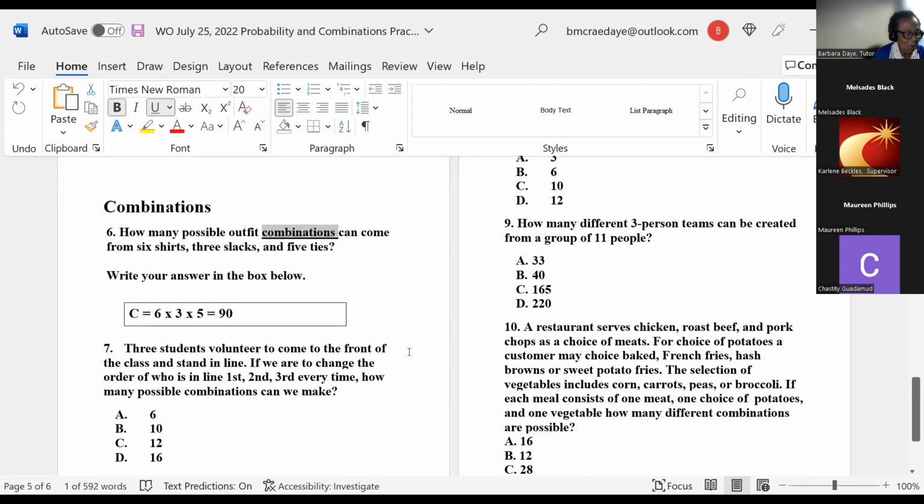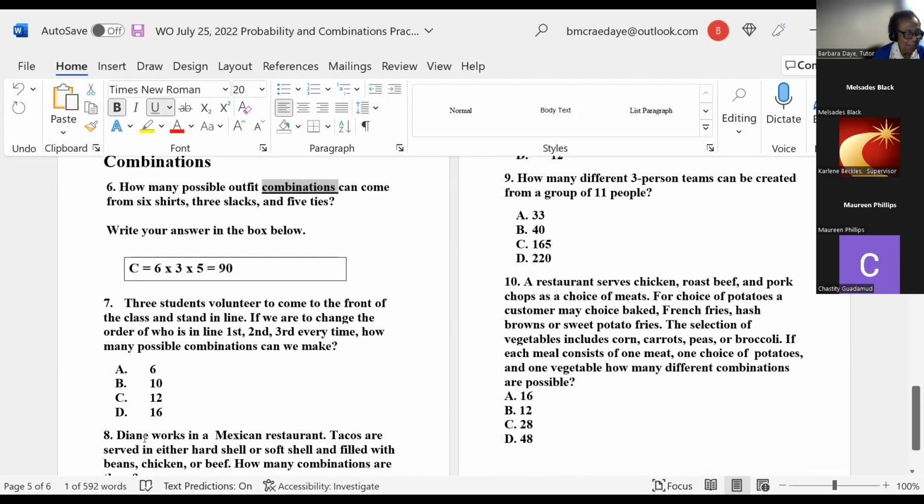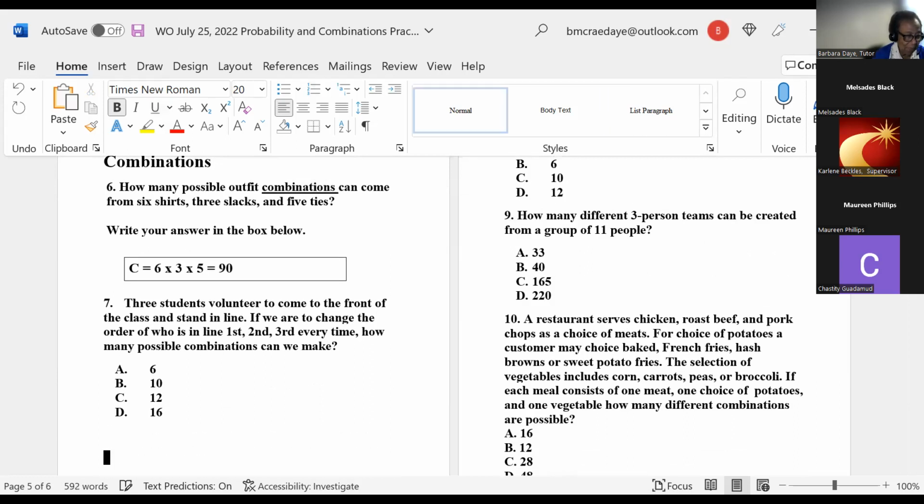Okay. Maureen, number 7. Read it. Tell me the answer. Okay, 3 students volunteer to come to the front of the class and stand in line. If we are to change the order of who is in line, 1, 2, 3, every time, how many possible combinations can be made?